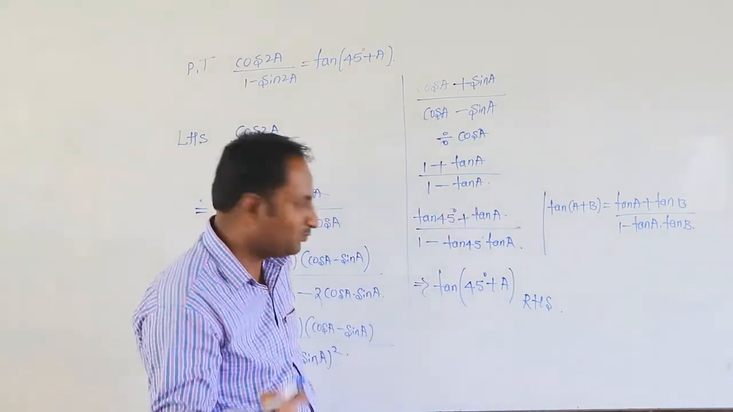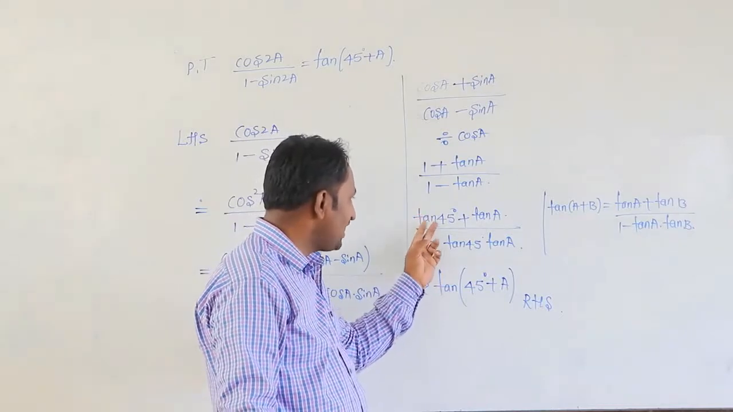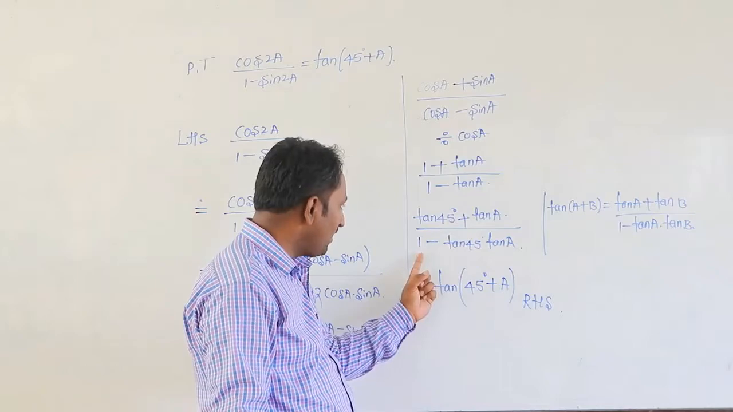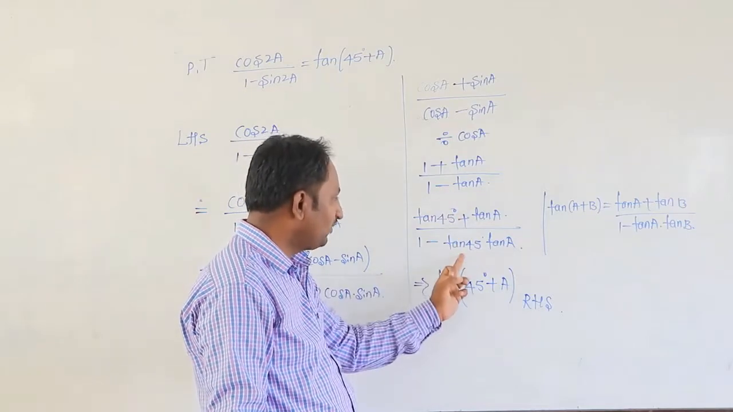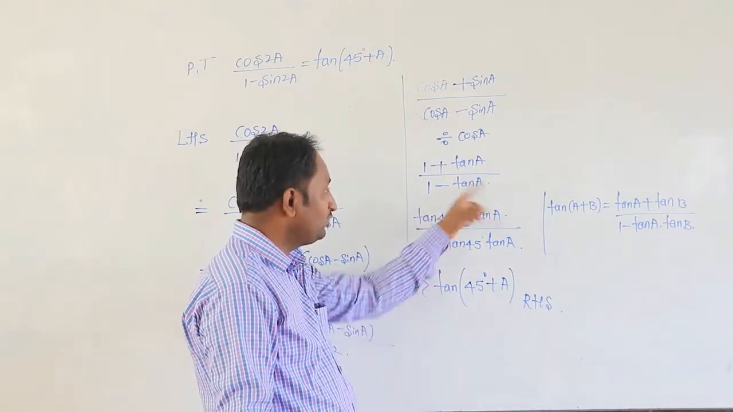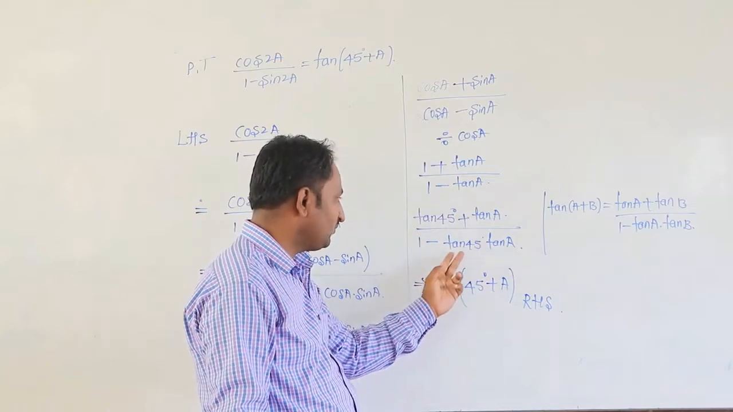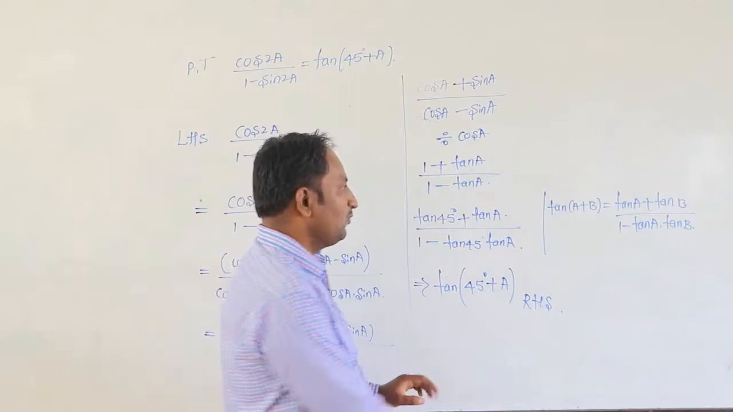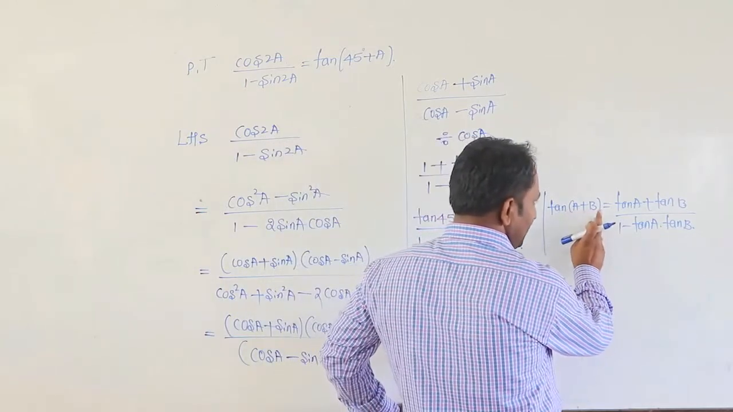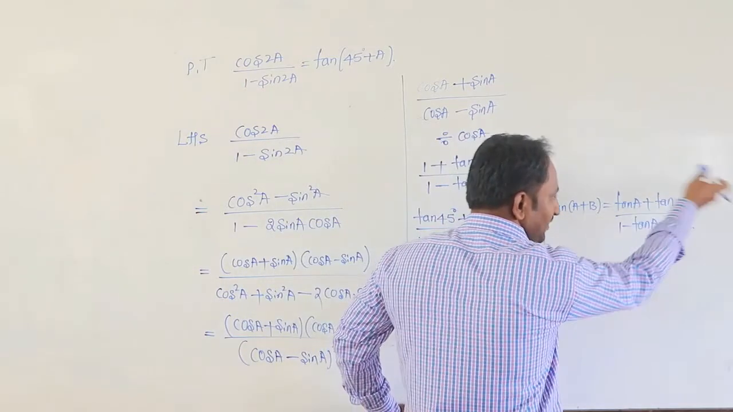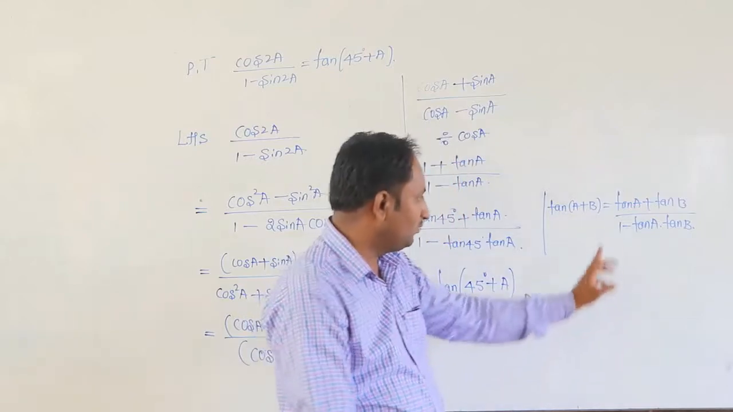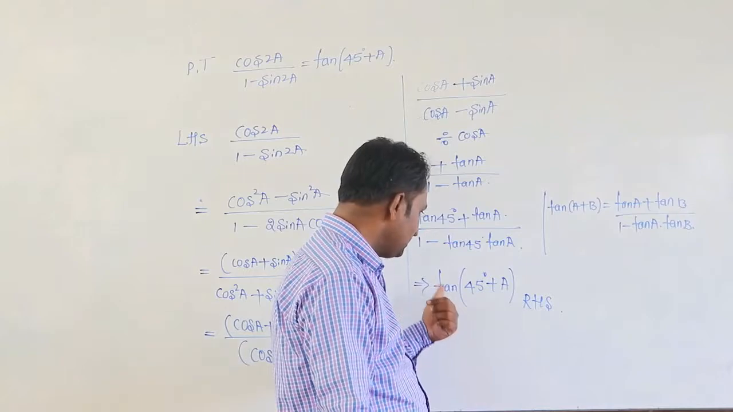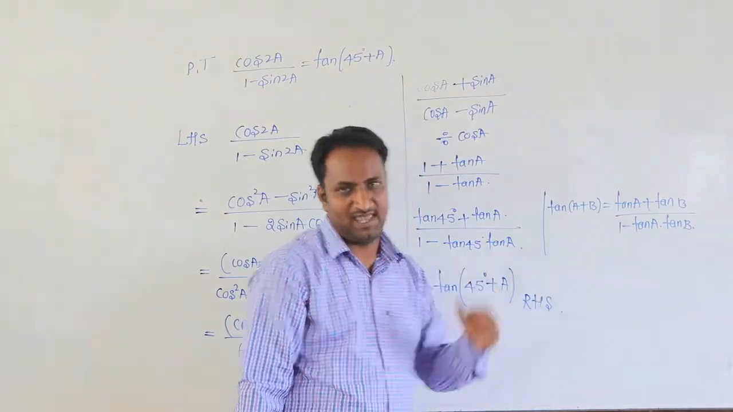Then 1 can be expressed as tan 45 degrees, since tan 45 degrees is 1. That introduces tan 45 degrees plus tan A divided by 1 minus tan 45 degrees into tan A. We know the result tan of (A plus B) is equal to tan A plus tan B divided by 1 minus tan A into tan B. Applying this, we get the result tan of (45 degrees plus A).